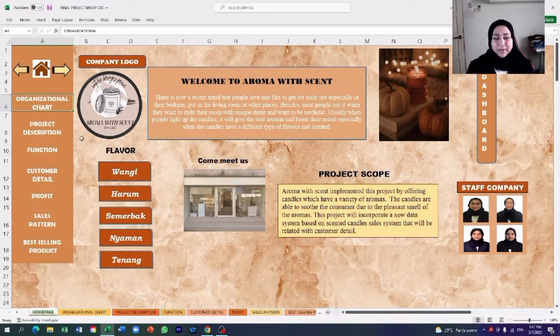Later on, me and my group members will then explain more on the organizational chart, project description, function, customer details, profit, sales pattern, and best-selling product.